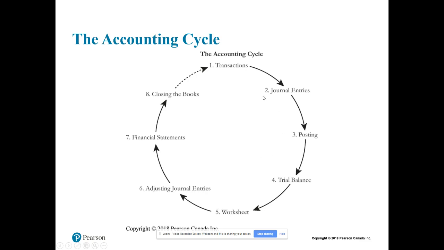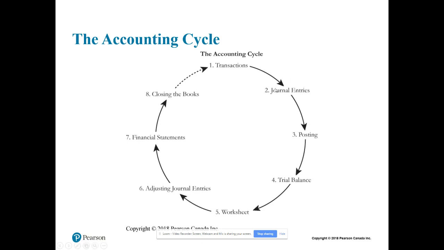In the first two chapters, you went through the process of analyzing your transactions. A transaction comes in, and in the space between steps 1 and 2 is the analysis, where you go through and say which accounts are being affected, are they increasing or decreasing, is this a debit or credit, and then you would use your T accounts for this.